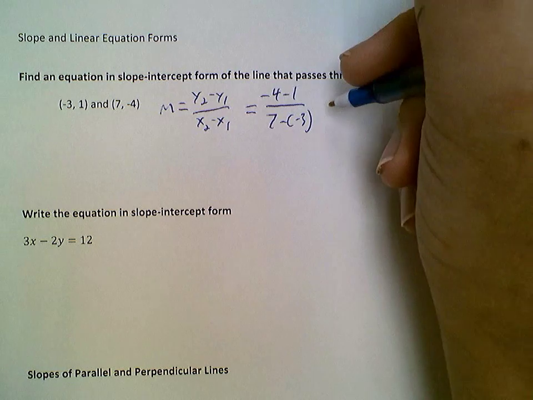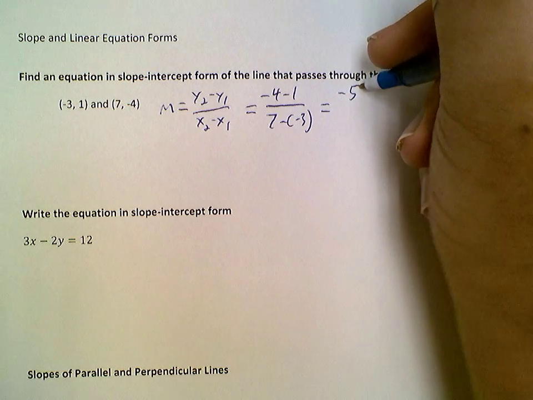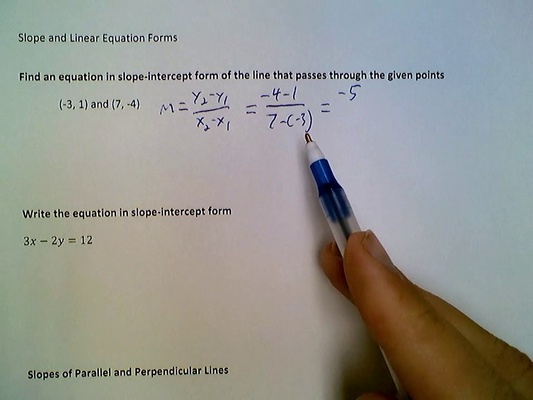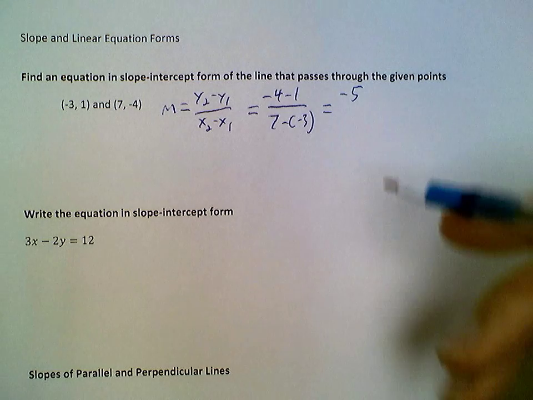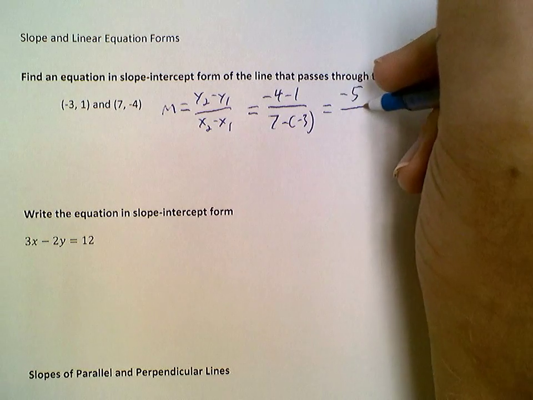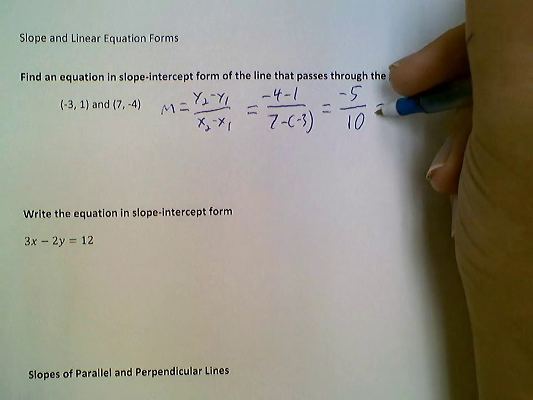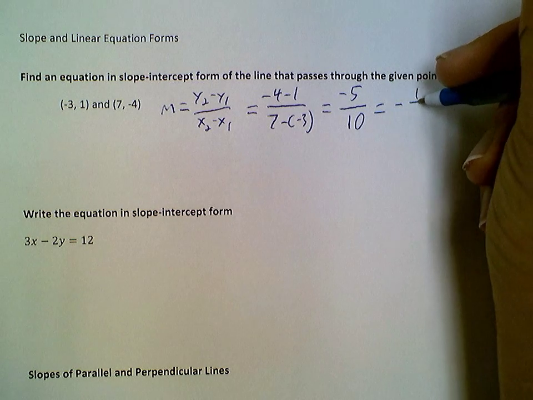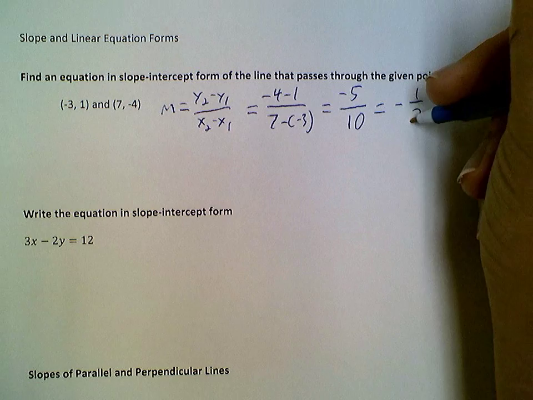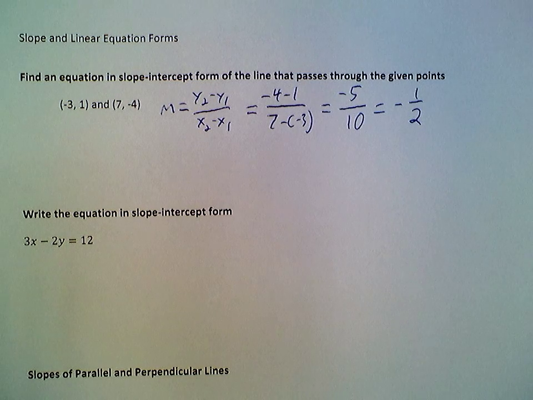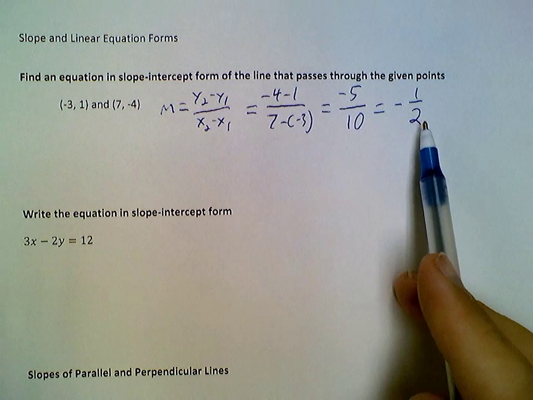So negative 4 minus 1, that is negative 5. 7 minus negative 3, so that's like 7 plus 3, remember, so that is going to be 10. So my slope is negative 5/10, or a more simplified way to write it is negative 1/2. Cancel out the 5 with 10 and make it negative half. So that is my slope.